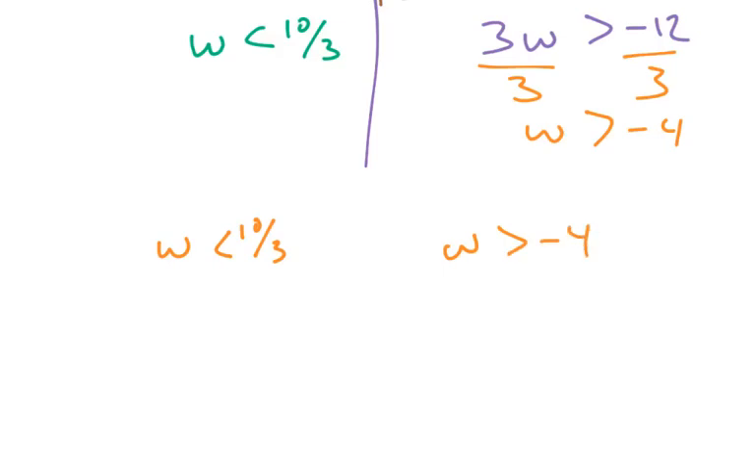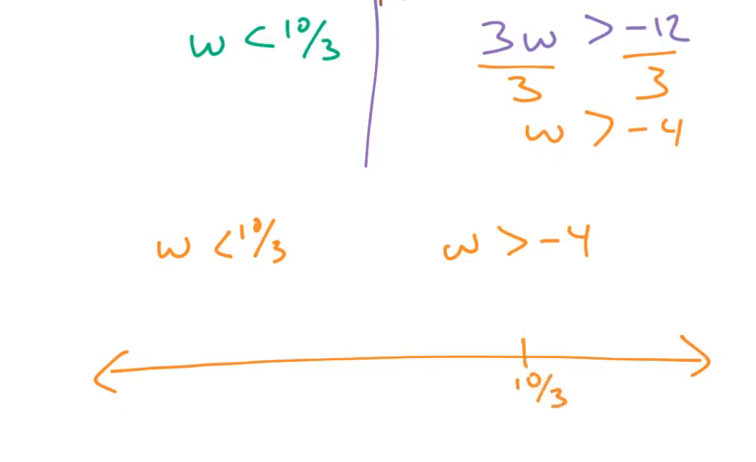And to really understand what's going on, let's draw a picture. So if I draw a picture of this, 10/3 is over here. 10/3 is 3 1/3, and I'm not doing anything fancy. I know 9 divided by 3 is 3, and I have 1/3 left over. And w is greater than -4, so we'll put -4 over here. And these are parentheses because we're not including the values.